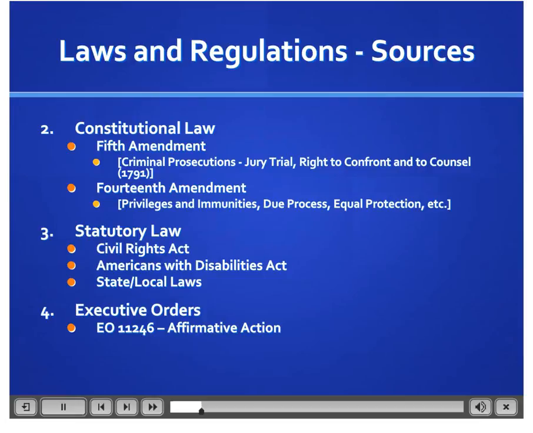The last area of laws and regulations is around executive orders, and executive orders come from the president, the executive branch. The president can create an order which affects federal employees or anybody doing business with the federal government, and they can make an order that if you want to do business with the government, you have to do these particular behaviors, or you follow these particular policies and regulations. And affirmative action is one of them, and we'll talk a little bit about affirmative action as we get into the material.